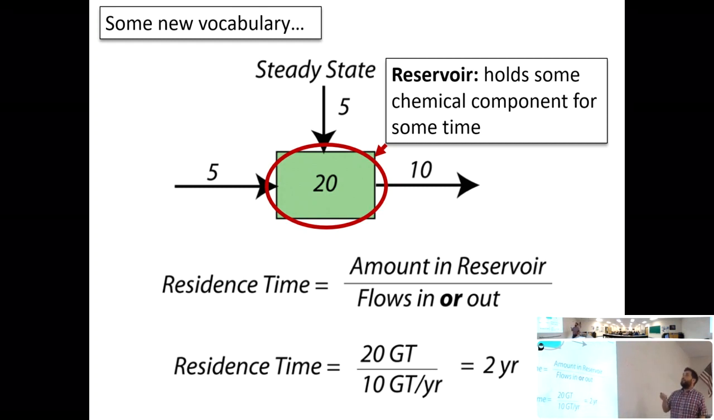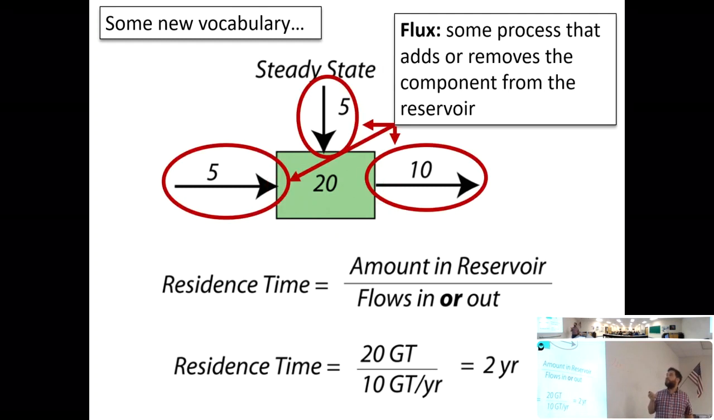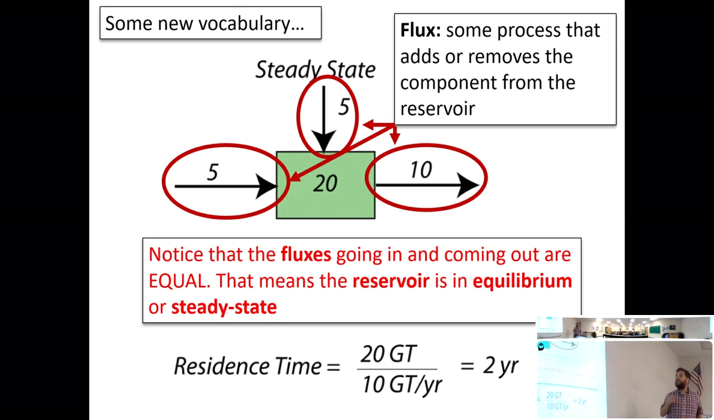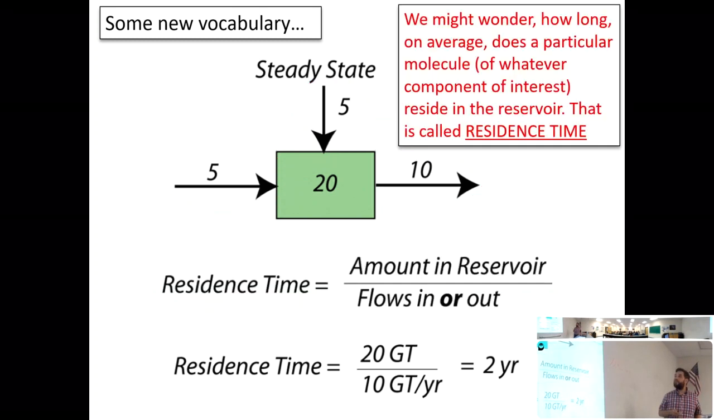Okay, so a reservoir holds some chemical component for some time. That's what a reservoir is. The flux is some process that either adds or removes the component from the reservoir. Notice the fluxes going in and coming out are equal. That means the reservoir is in equilibrium or steady state. How long on average does a particular molecule reside in the reservoir? That's called the residence time. It's how long a particular molecule, whatever chemical we're interested in, stays in that reservoir. That's called residence time.